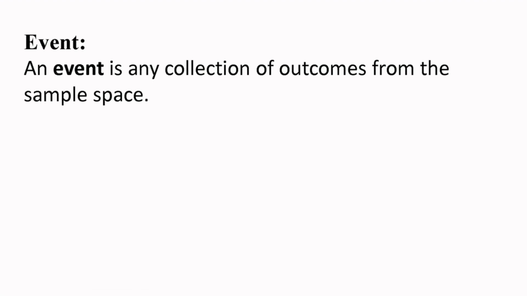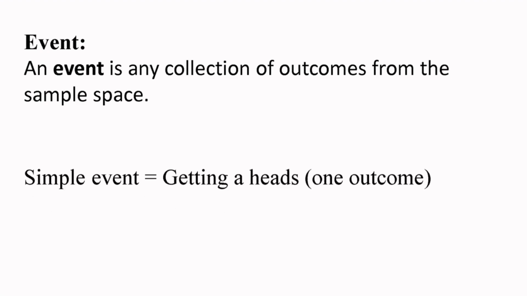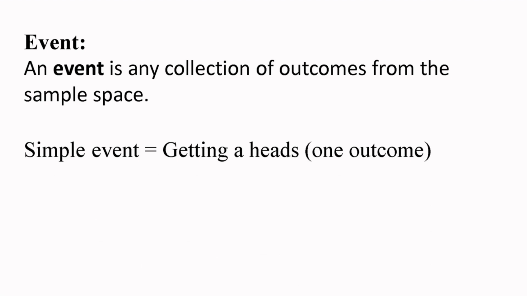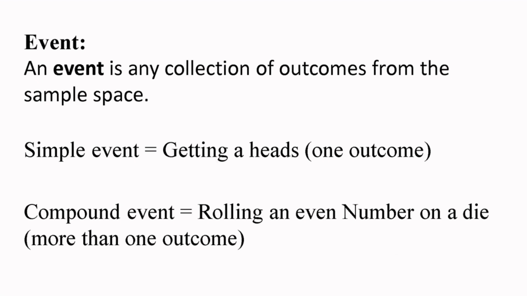What is the definition of event? An event is any collection of outcomes from the sample space. It can be one outcome, which we call a simple event, for example, getting heads when we flip a coin, or it can be a compound event. For example, rolling an even number on a die. Even number means 2, 4, and 6. What about 8? 8 is not a possible answer when we roll a die, so it cannot be in this set.